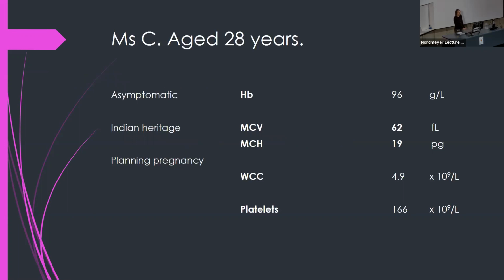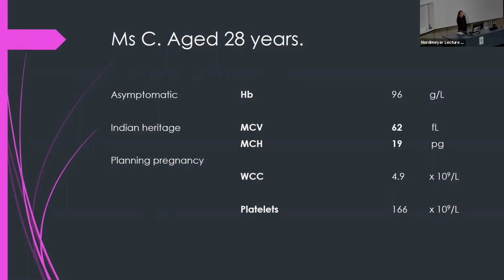So this is another lady with anemia, a little bit younger, 28. She hasn't got any symptoms. Her hemoglobin's about the same as the last lady, but she isn't feeling tired. She feels normal. And that might give you the idea that she's had it for a while, because people who have a recent anemia tend to be more symptomatic than people who've had an anemia for a long time. She's of Indian heritage, which may or may not be relevant, and she's planning a pregnancy. So that might focus the doctor's mind on things that could be a problem in pregnancy.